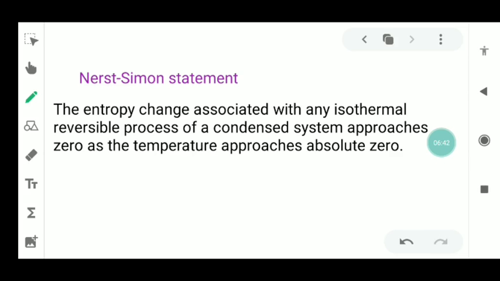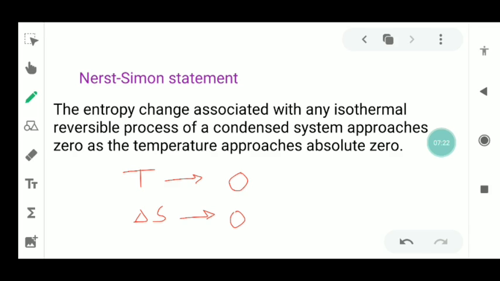It states that the entropy change associated with any isothermal reversible process of a condensed system which is cooled approaches zero as the temperature approaches absolute zero. This means as we cool the temperature and it approaches zero, the change in entropy, delta S, also approaches zero.